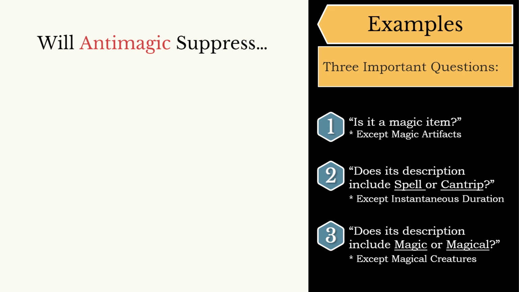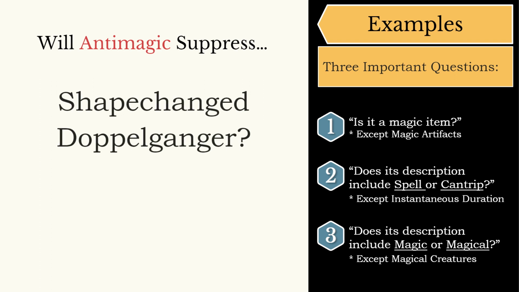Okay, so that is for a shape-changed druid, but what about for a shape-changed doppelganger? Well, anti-magic does not affect a doppelganger at all. Their shape-changing ability is not listed as being magical. Therefore, a shape-changed doppelganger would not be affected by anti-magic.